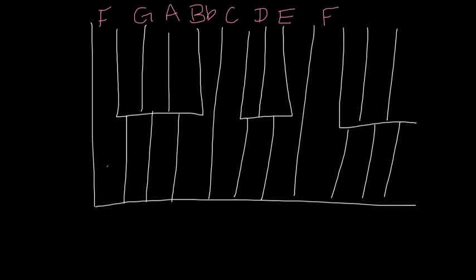So in review, the notes for the F major scale are F, G, A, B flat, C, D, E, and F. The chant for this scale is F, one flat, B flat.